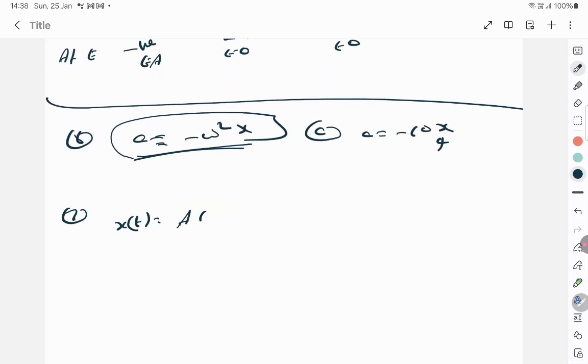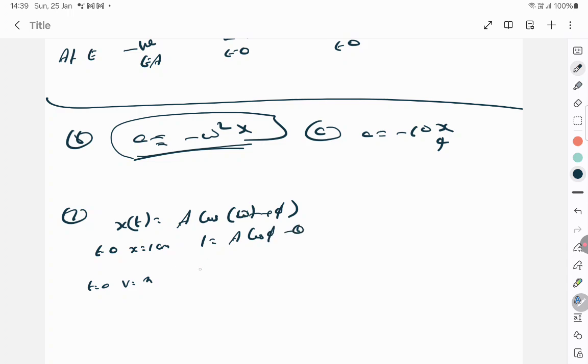x of t is equal to a cos(omega t plus phi naught). They have given that at time t equal to 0, the position x is 1 centimeter. At time t equal to 0, the velocity is equal to pi. First, you write 1 is equal to a cos phi, since at t equal to 0, omega t will not be there. So this is my equation.